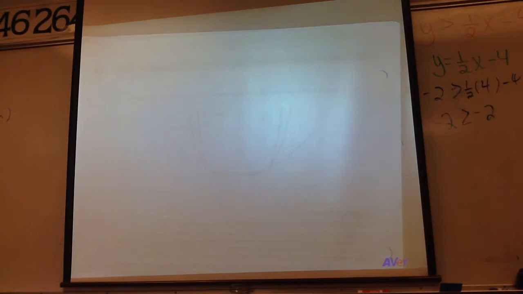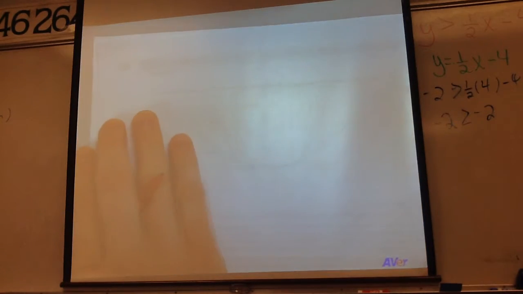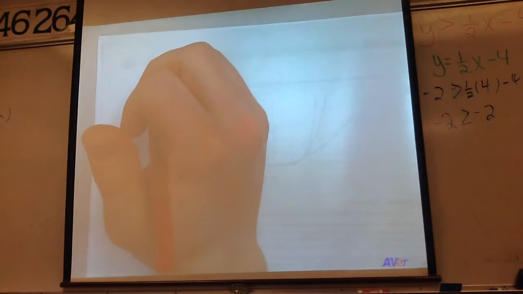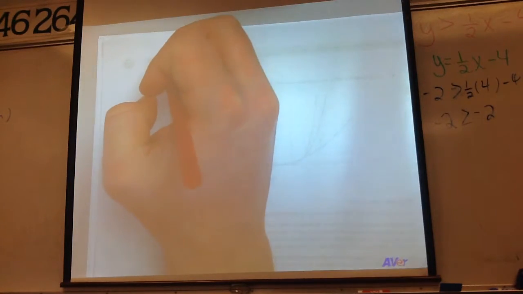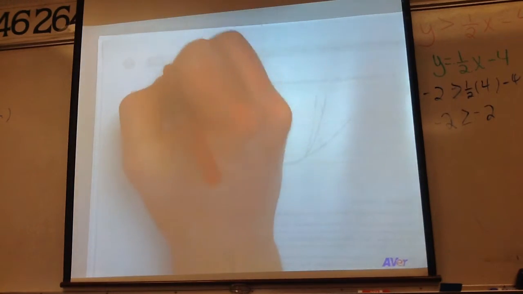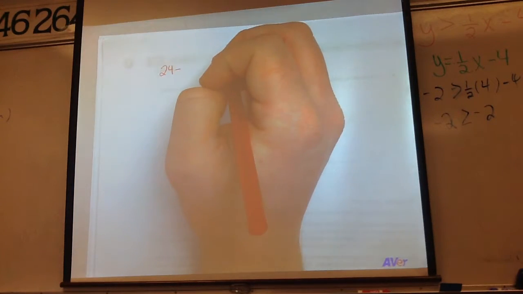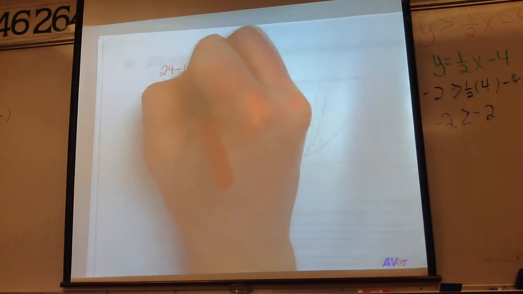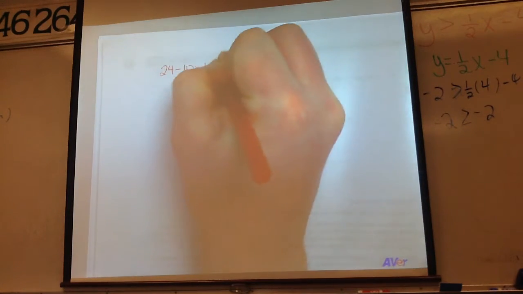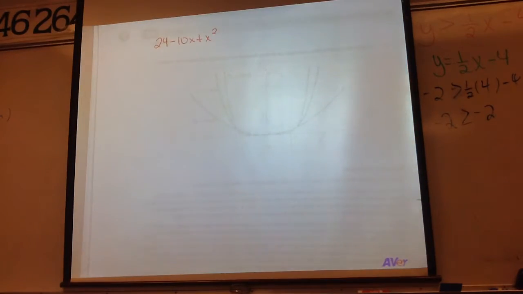Okay, so you're about to get an assignment. Some of them might look a little funky. So let's say you got 24 minus 10x plus x squared. You gonna factor that, Roy? Break it down. Backwards.